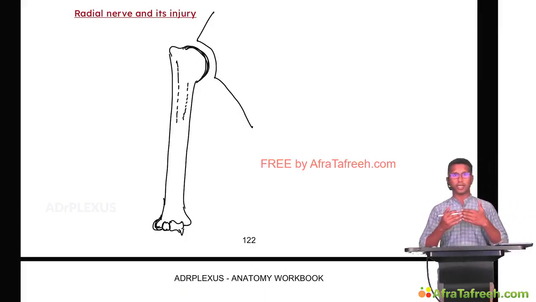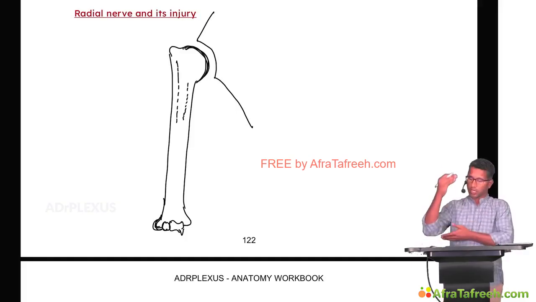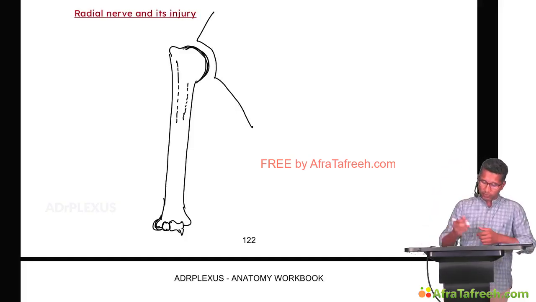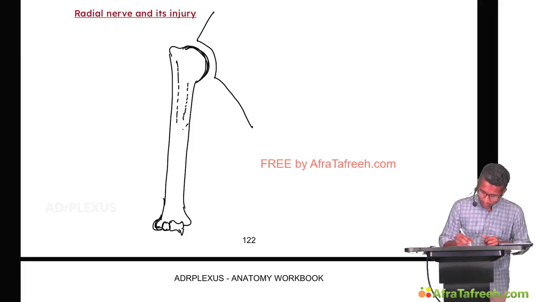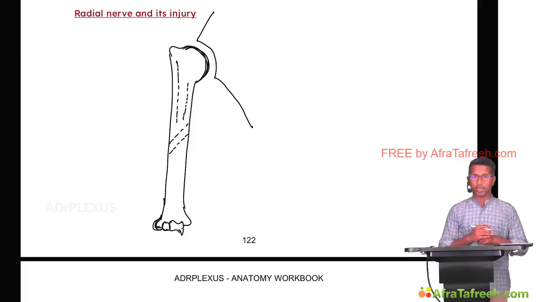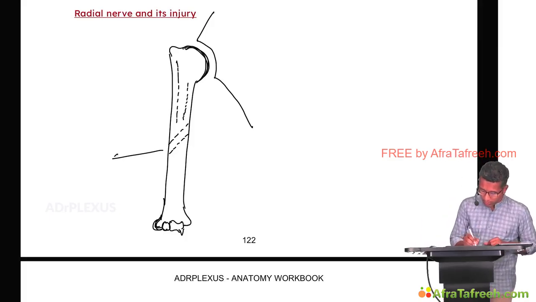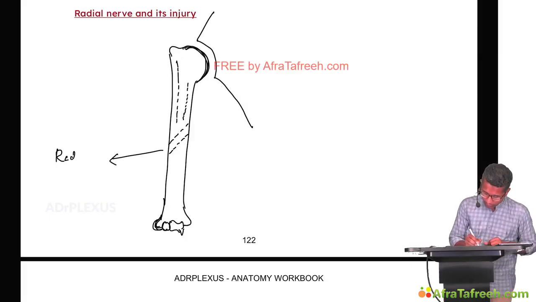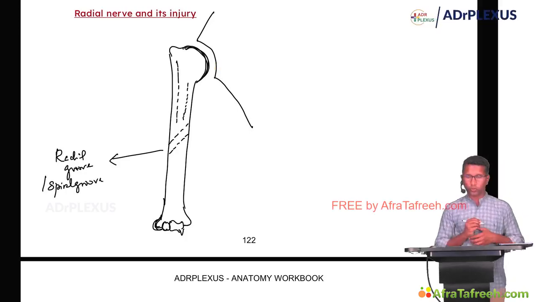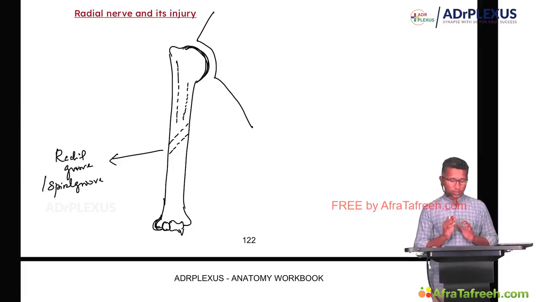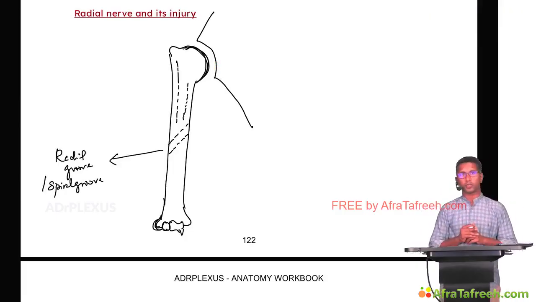What you see here is the anterior aspect of the shaft of the humerus. On the posterior aspect of the shaft of the humerus, you can see a groove. This groove is called the radial groove. So what is this groove? This is called the radial groove. This radial groove is also called the spiral groove. Okay, I hope you are clear. So this is the radial groove, which is also called the spiral groove.